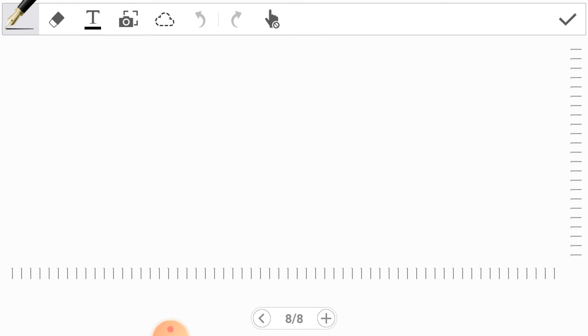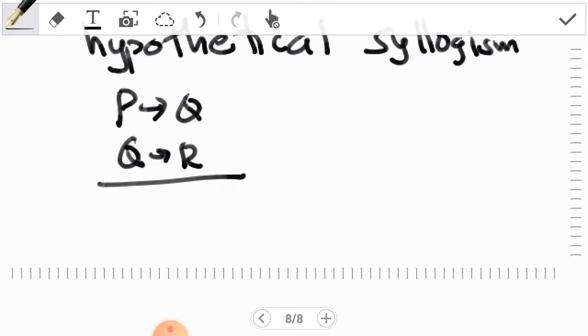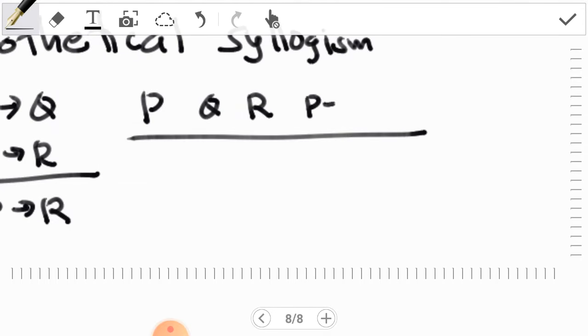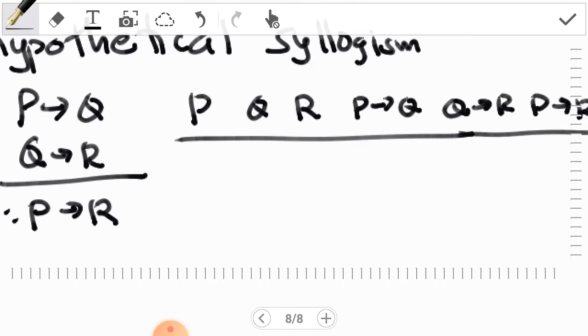Next, we have the hypothetical syllogism. And this is now number 7. P implies Q, Q implies R, therefore P implies R. Okay. We have P, Q, and R. We have P implies Q, Q implies R, and P implies R. There you go. So we want to show that this is a valid argument.